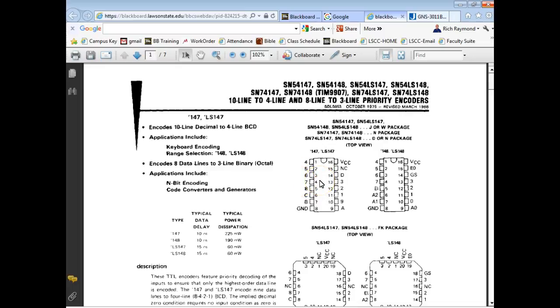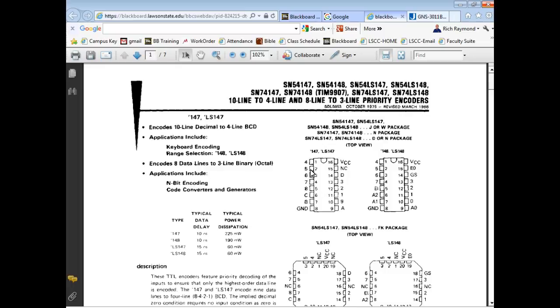You don't get to use your book on a test. So what do you think? So here's the 74147. Looks like our inputs on here are just labeled 1, 2, 3, 4, 5, 6, 7. Looks like it's pretty simple. Then it looks like the outputs are labeled A, B, C, and D, right? So that looks pretty easy. Yeah, the outputs are going to be A, B, C, D.